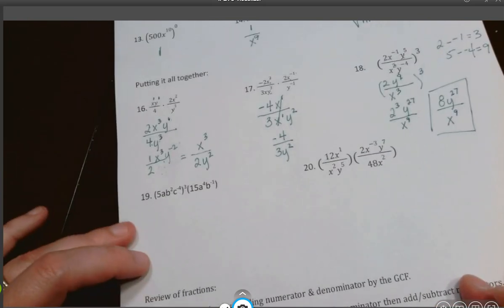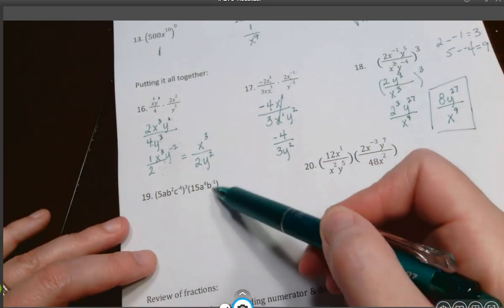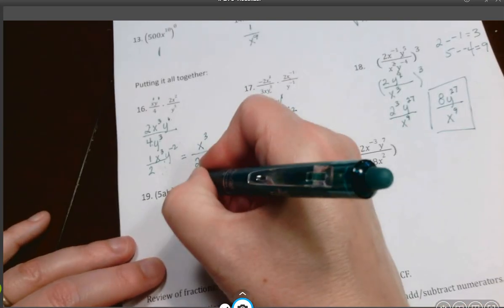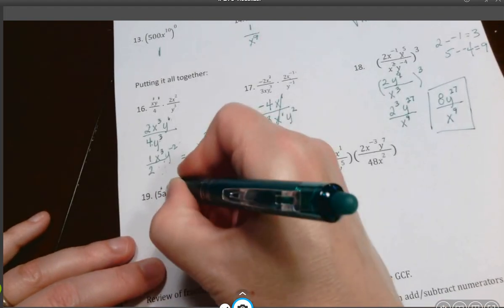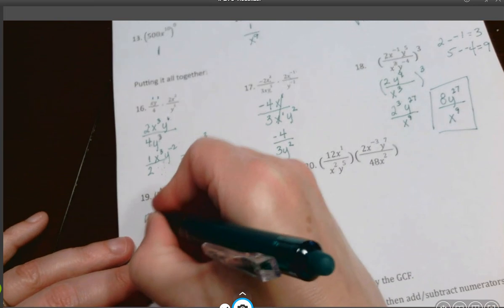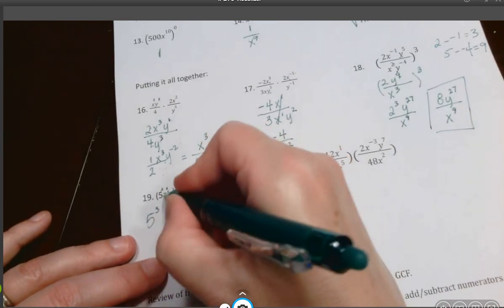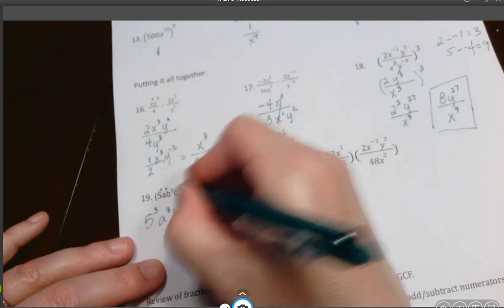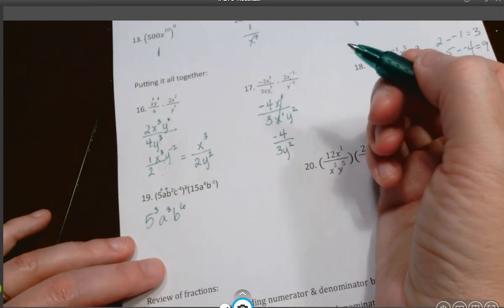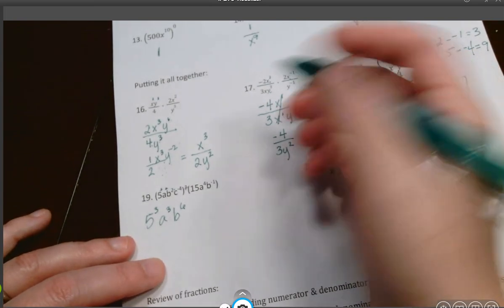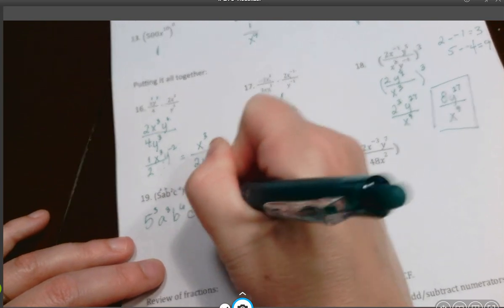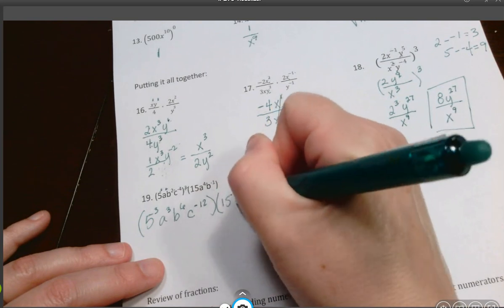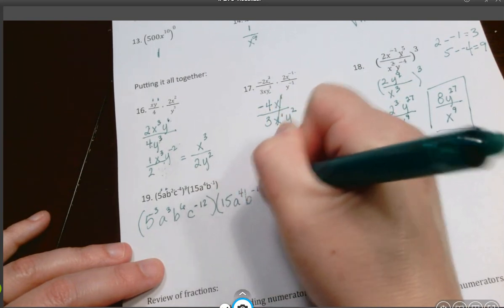All right, down here, I cannot multiply these as long as I have this exponent on the outside, so I have to deal with that first. So it's going to multiply to all of these. Remember, if they don't have an exponent, you can put a 1 on them. So I have 5 to the 1 times 3, a to the 1 times 3, b to the 2 times 3, and c to the negative 4 times 3, so c to the negative 12. 15, a to the 4, b to the negative 1.